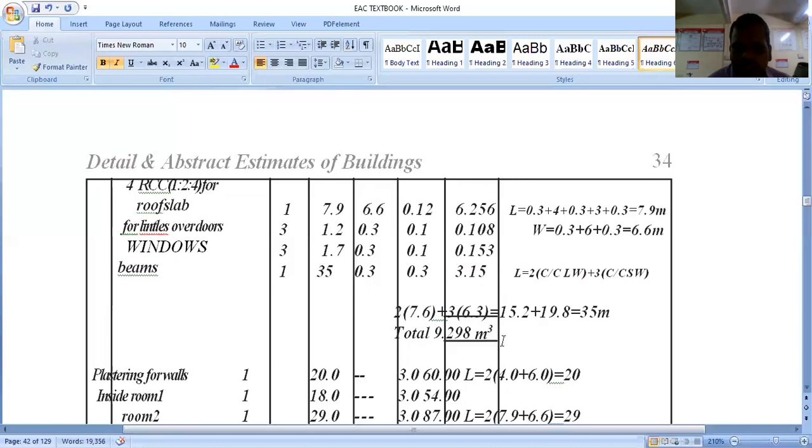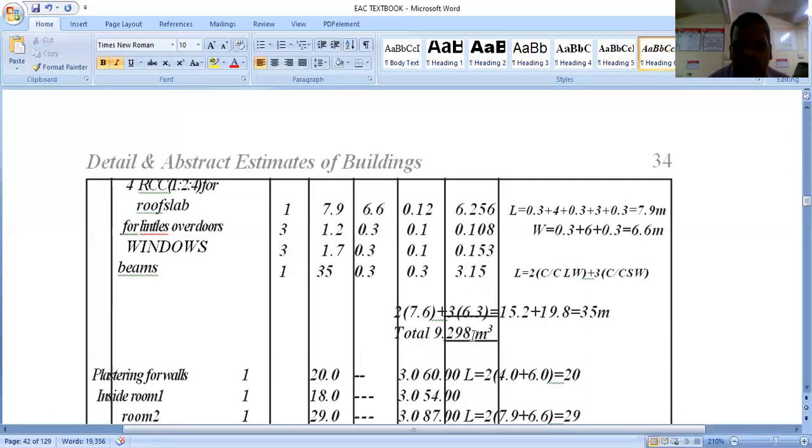So the total quantity will be equal to, just go on adding these four quantities. First of all the roof slab, it is 6.256. After that the lintel over the door, it is 0.108. Lintel over the window, it is 0.153. After that, the beam quantity is 3.15. That is 9.667 cubic meter.